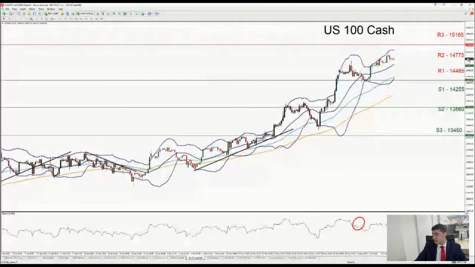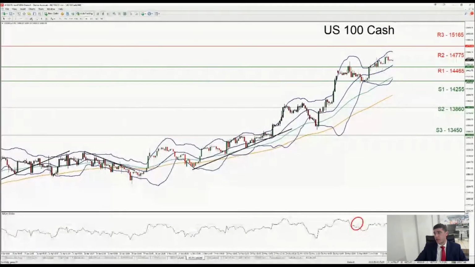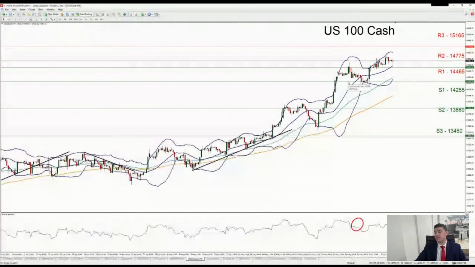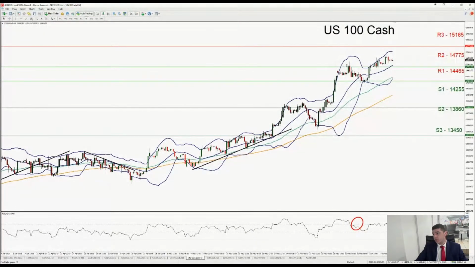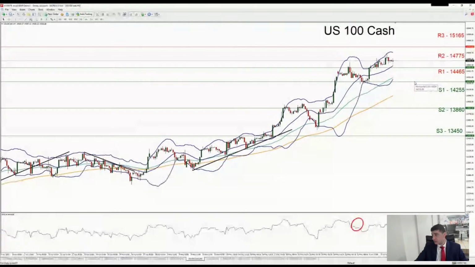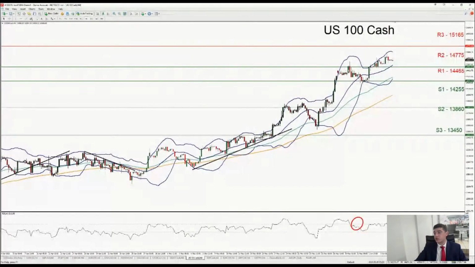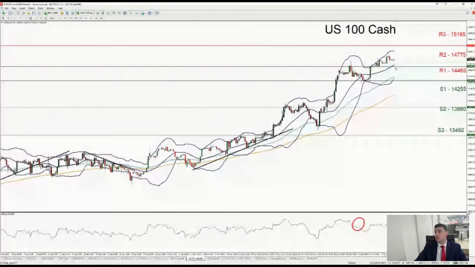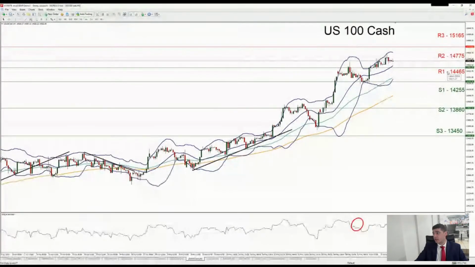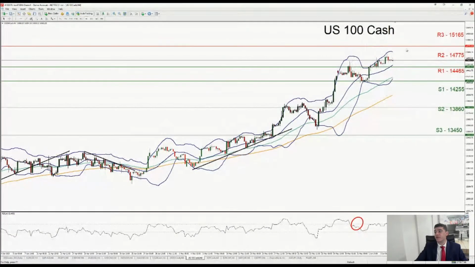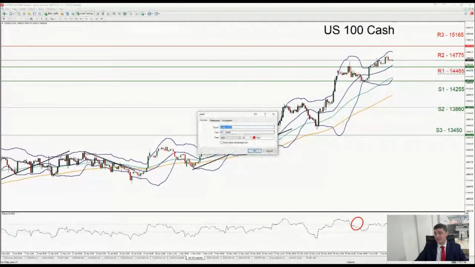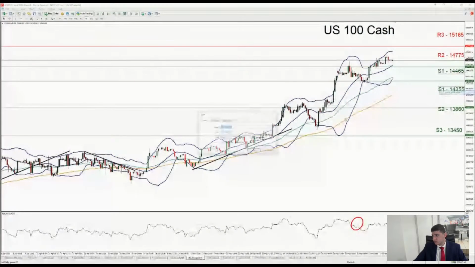So resistance at R1 has now turned support, as we had noted in last week's technical analysis together. Broke below. This was our S1. Failed to break below S1. Broke below resistance, now turned support at 14,465 and is moving higher. So we validated both resistance and support levels from last week. So this becomes S1. This becomes S2. And this becomes S3.